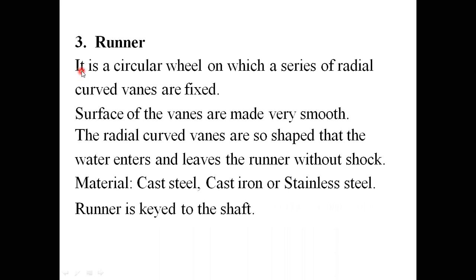So the runner is a circular wheel on which a series of radial curved vanes are fixed. The surface of the vanes is made very smooth. The radial curved vanes are so shaped that water enters and leaves the runner without shock. Materials used for the runner: cast steel, cast iron, stainless steel. The runner is geared to the shaft.